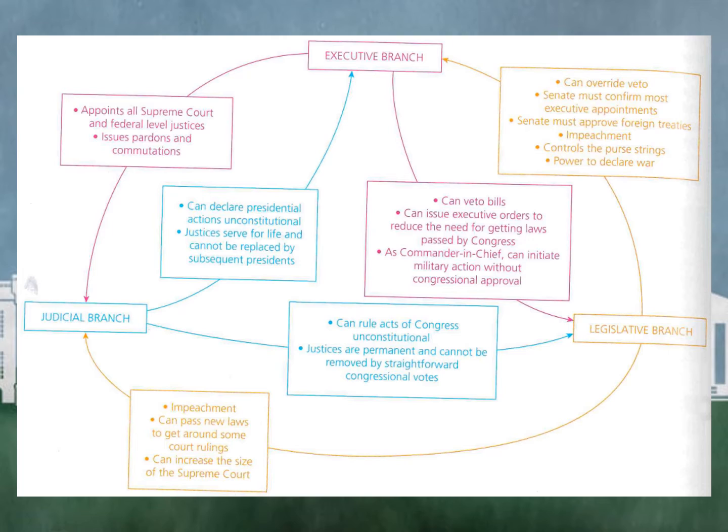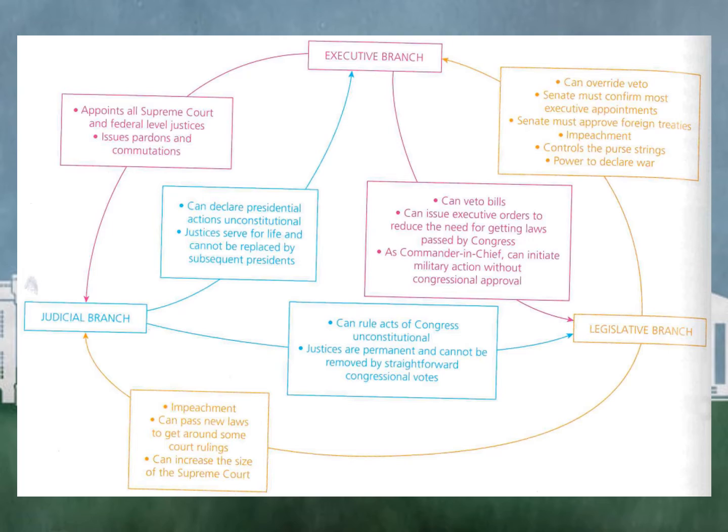Every branch of government is limited and constrained by the others. The executive branch can veto bills and issue executive orders to reduce the need for getting laws passed by Congress. As Commander-in-Chief, the President can initiate military action without congressional approval. The executive branch can also appoint all Supreme Court and federal level justices and issue pardons and commutations.